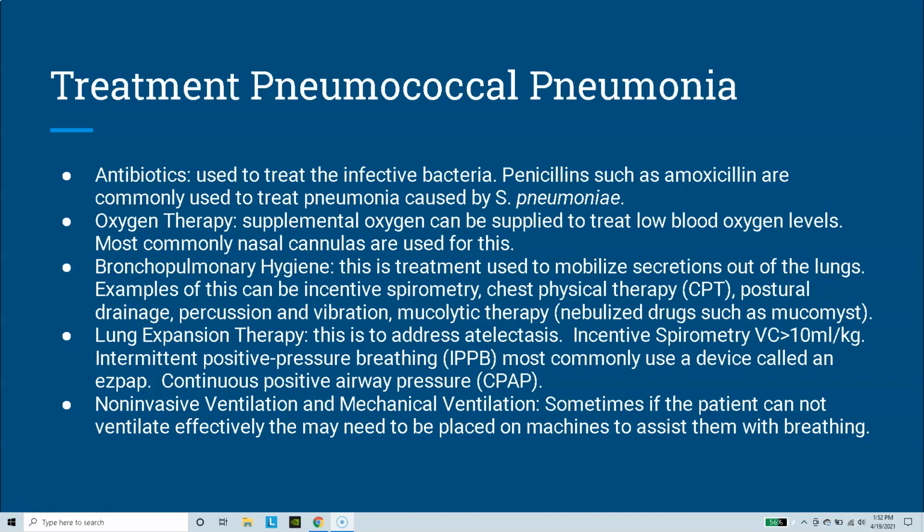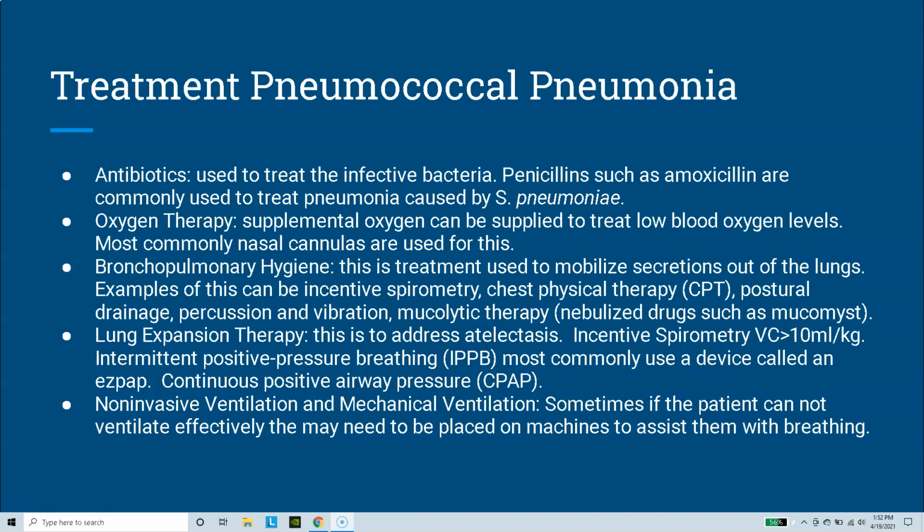Mucolytic therapy can also be used. That's a nebulized drug such as Mucomist, which helps break down the secretions and mobilize those out of the lungs. Lung expansion therapy is another treatment for pneumococcal pneumonia.